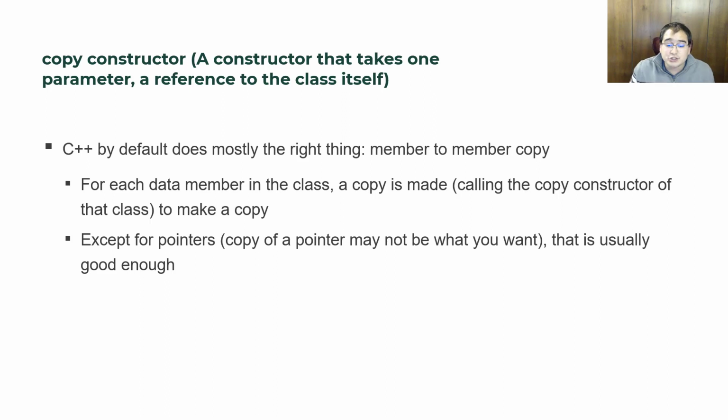Well, a copy constructor is just another constructor, except it takes one parameter, which is a reference to the class itself. So it's like a conversion constructor, except it takes its own self as an argument. And what C++ does by default for the copy constructor is it does a member-to-member copy. So for every data member in the argument, it's going to make a copy of that into the newly constructed instance. And this is exactly what you want pretty much all the time, except if you have dynamically allocated memory, which is like having pointers in your class.